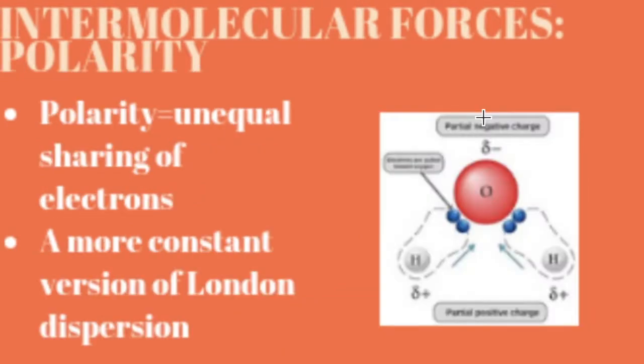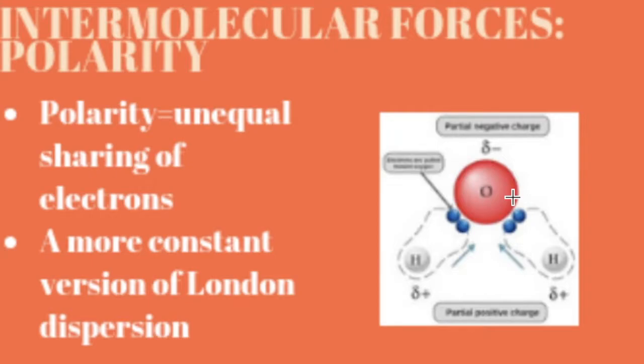Okay, so polarity is, as it said right here, an unequal sharing of electrons. And we looked at water, which is what we have right here, just before with London dispersion, but it's actually a much better example for polarity. London dispersion has temporary dipoles because the electrons are always moving around, but water's different since it's polar.